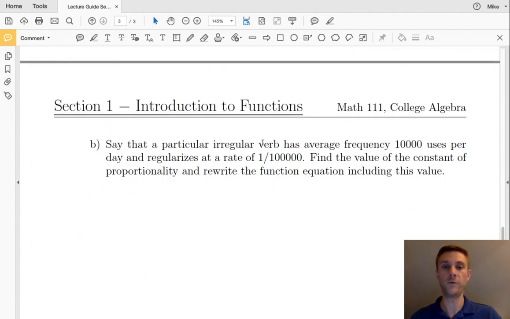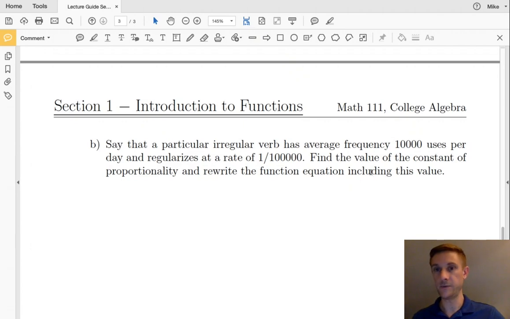Okay, so we have a little snapshot here. We have a particular irregular verb, and its frequency is 10,000 uses per day, however we might measure this. And it regularizes at a rate of 1 over 100,000. Again, we could make up whatever fanciful units we might want, but as long as we're consistent, the numbers are the most important facet. Okay, our goal: find the value of the constant and rewrite the function using this value.